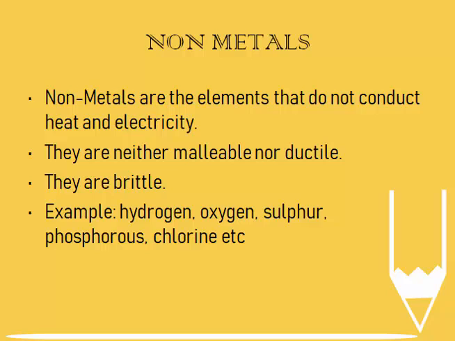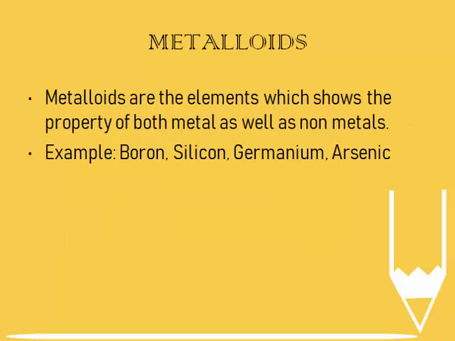Now next we'll see what metalloids are. Metalloids are the elements which show the properties of both metals as well as non-metals. दोनों की property हमें show करता है, that is said to be metalloids. So boron, silicon, germanium, arsenic are some examples of metalloids. Right now we have seen the different types, that is metals, non-metals and metalloids.